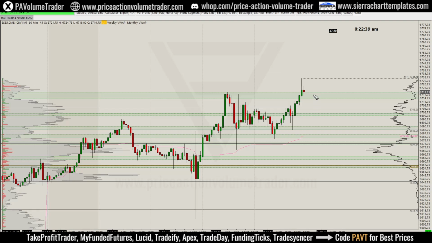So I do expect some pullback here. You know, we have a strong close inside of this. We're potentially going to turn this to resistance as we backtest the top area of the node. So if we do come down and close below 67.14, then definitely pay attention to the top edge of the nodes that we have right over here.